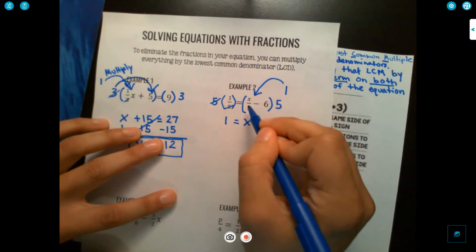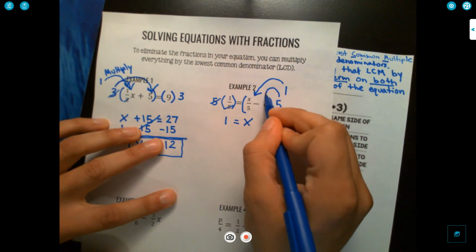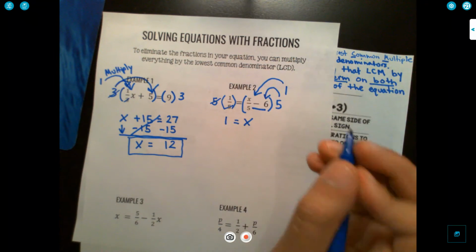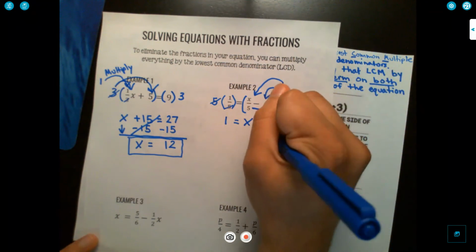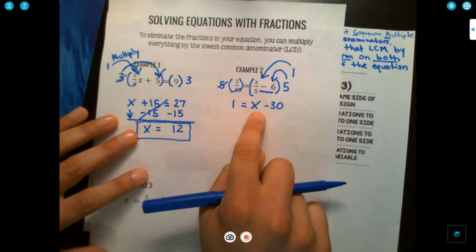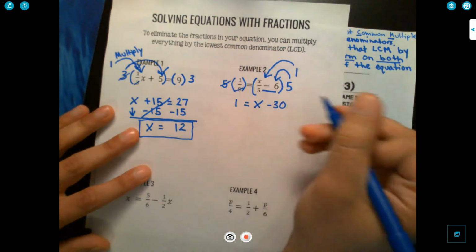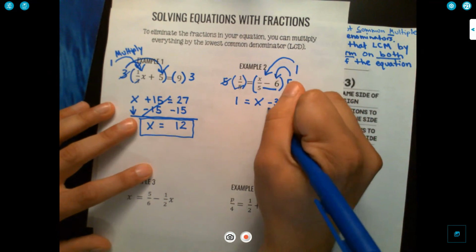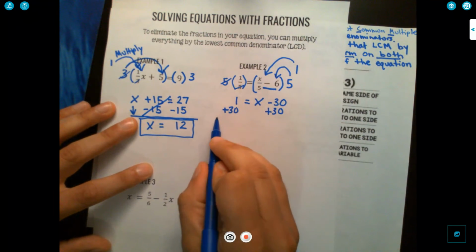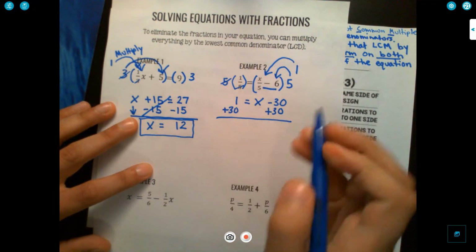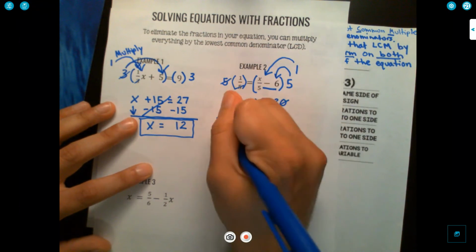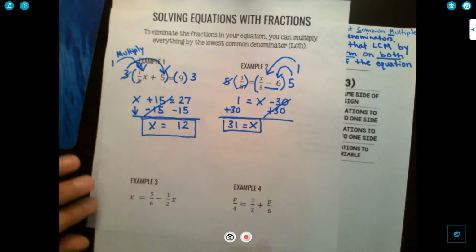And then 5, okay, so that's the first term. So now 5 times negative 6, excuse me, which is negative 30. So now we're left with 1 equals x minus 30. And then we just solve from there like we normally do. So let's get rid of this 30. That cancels out, and we're left with 31 is equal to x, or x equals 31.